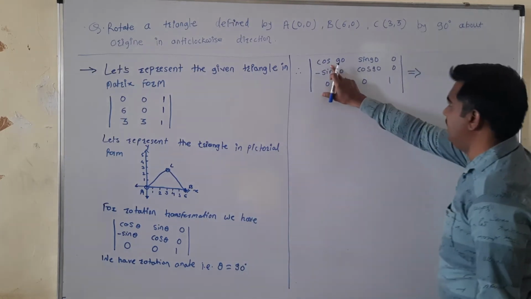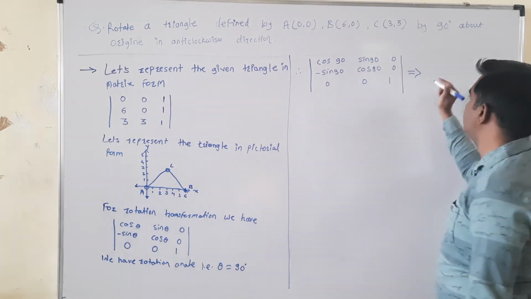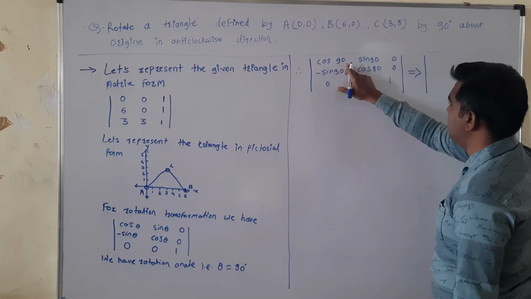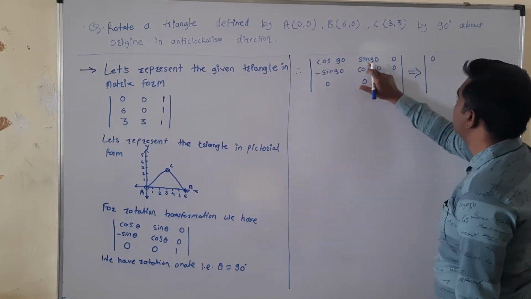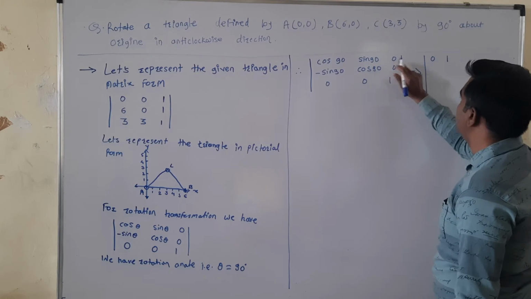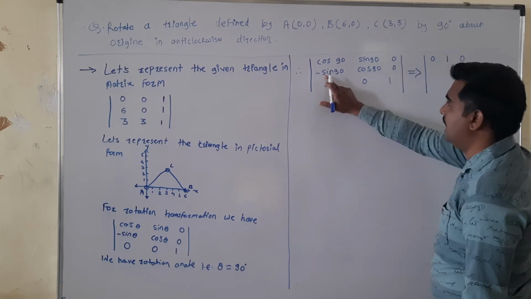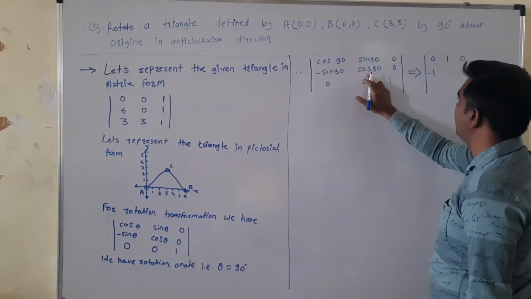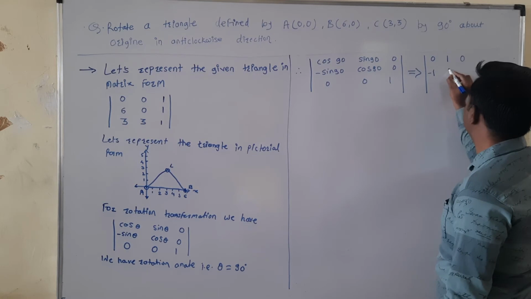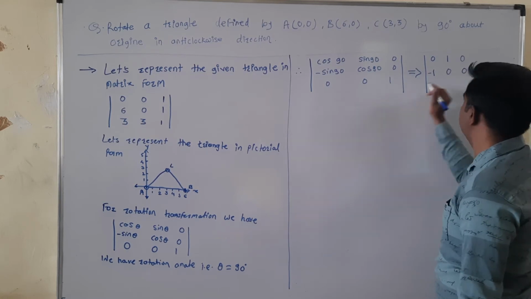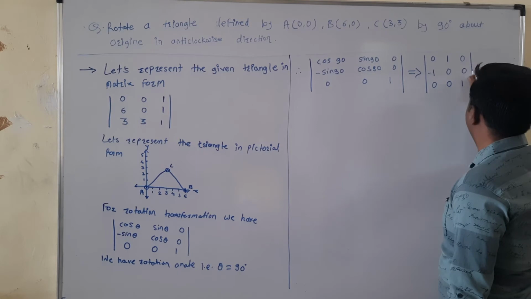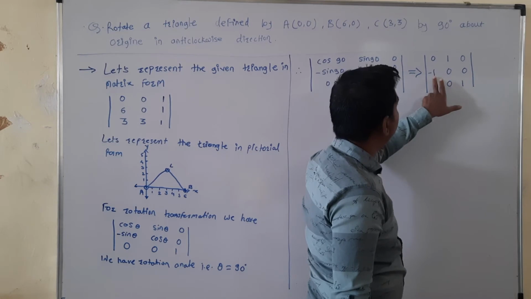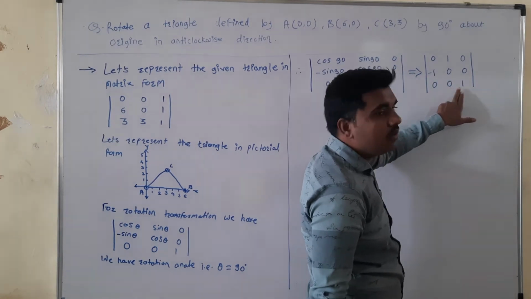So, what is the value of cos 90? The cos 90 is 0. So our matrix will become: cos 90 is 0, so 0. Sin 90 is 1, so 1. Here 0. Then minus sin 90, sin 90 equal to 1, so minus 1. Cos theta means cos 90 equal to 0, so 0. Here 0, 0, 1. So the rotation matrix we will get is 0, 1, 0, minus 1, 0, 0, 0, 0, 1.